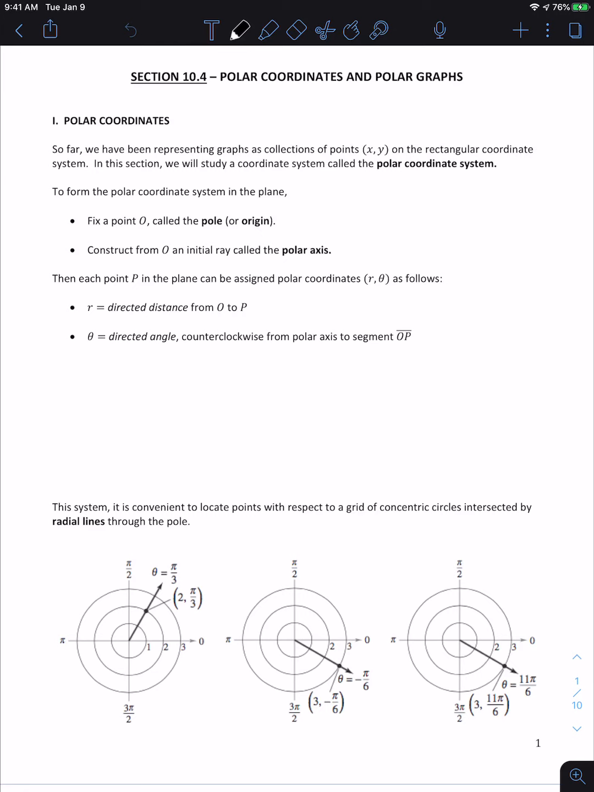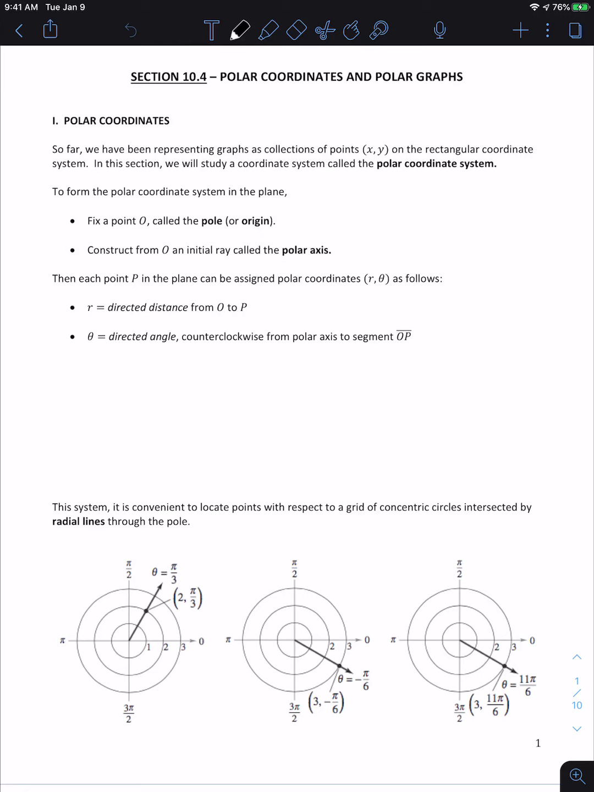Hello everyone, in this video we're going to be talking about section 10.4, which is polar coordinates and polar graphs. So, polar coordinates. So far we've been representing graphs as a collection of points x, y on the rectangular coordinate system. In this section we will study a coordinate system called the polar coordinate system. It's just a different way to plot points on the coordinate plane.